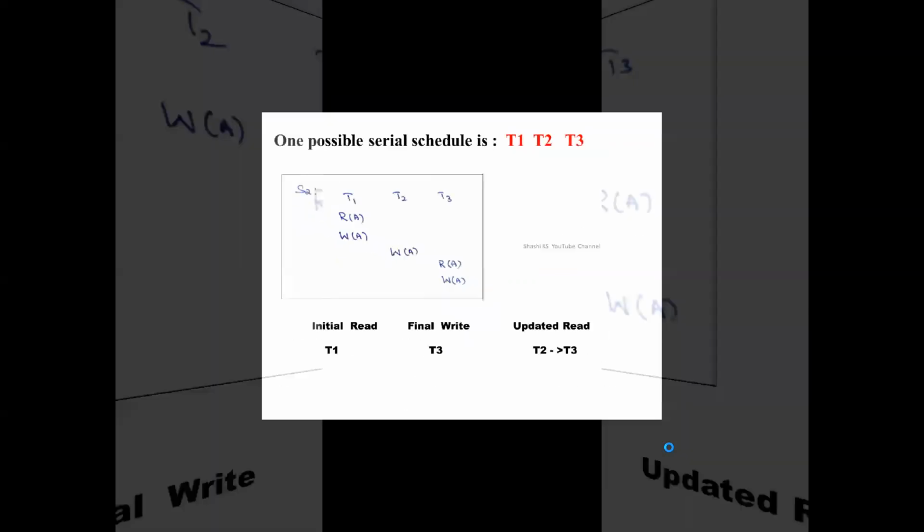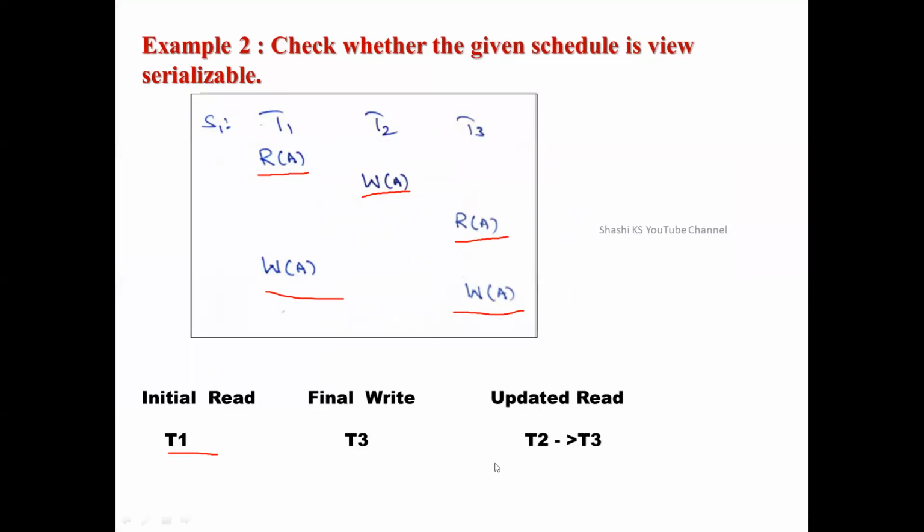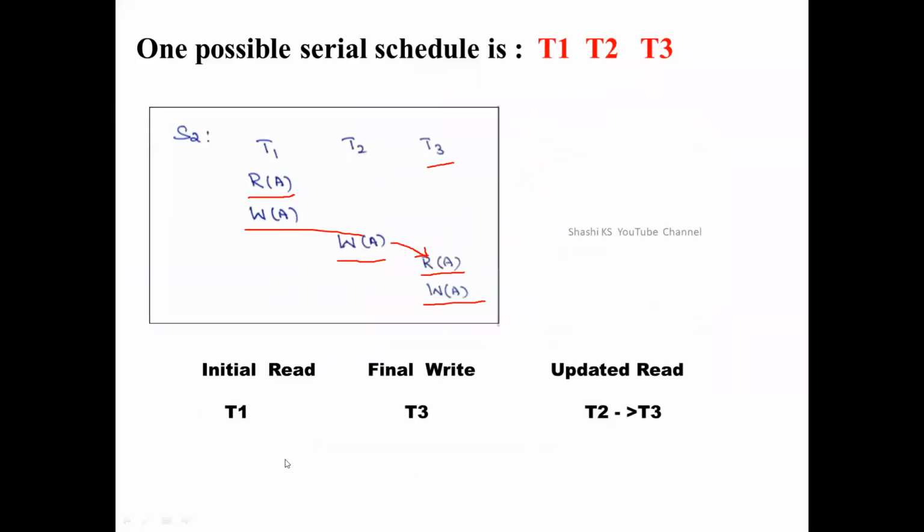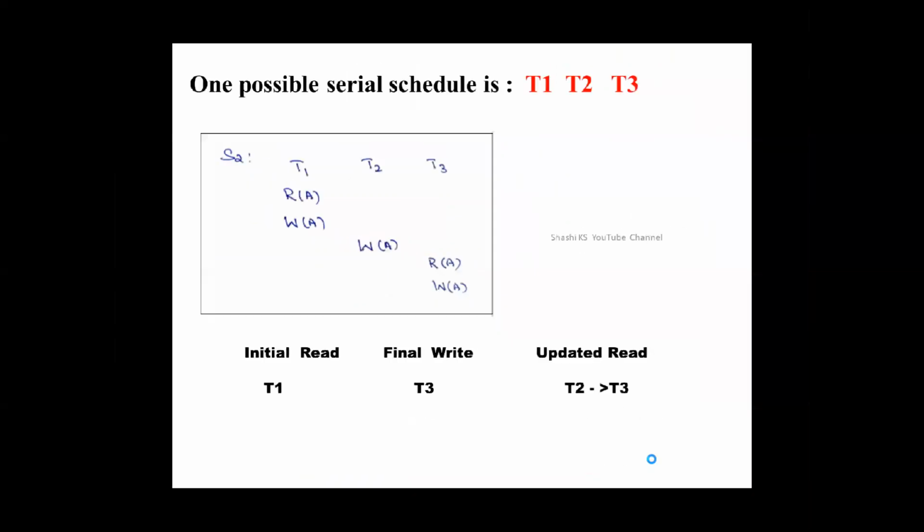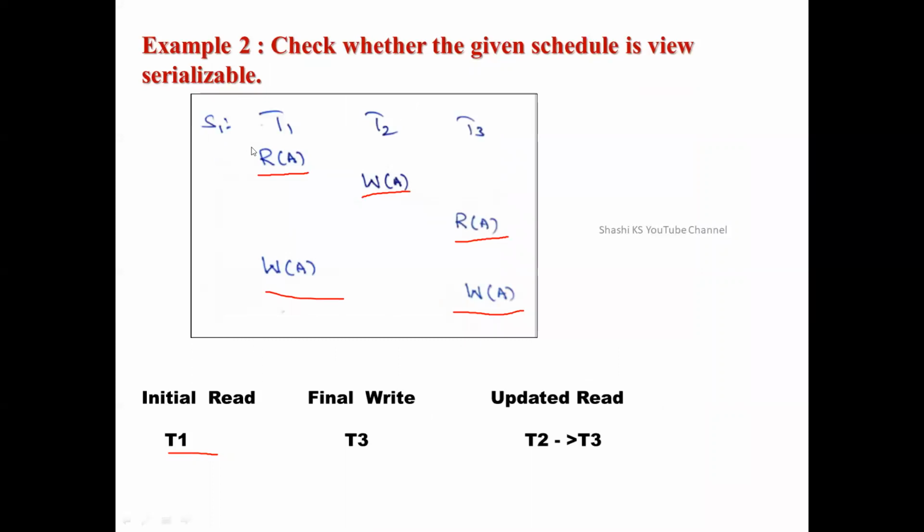So in the previous non-serial schedule also, the initial read was done by transaction T1, the final write was done by transaction T3, and the updated read sequence was that T3 was reading the value of A, which was written by transaction T2. So all these three conditions are satisfied. In all these three conditions, both the schedules are the same. So I can say that this given non-serial schedule is view equivalent to the serial schedule, and so this given schedule is view serializable.